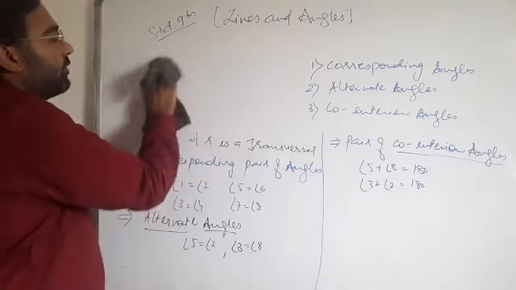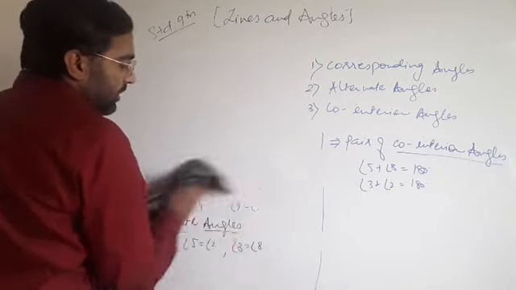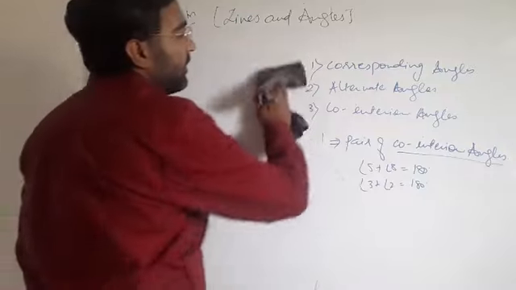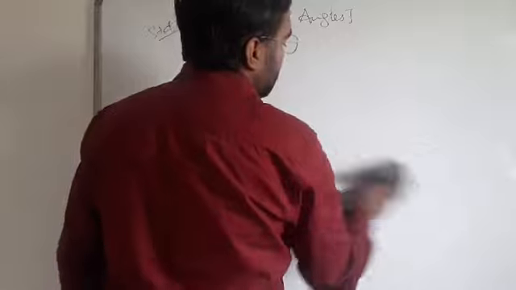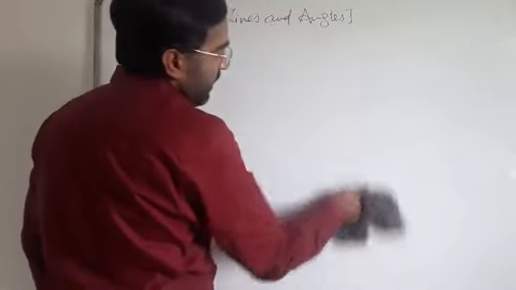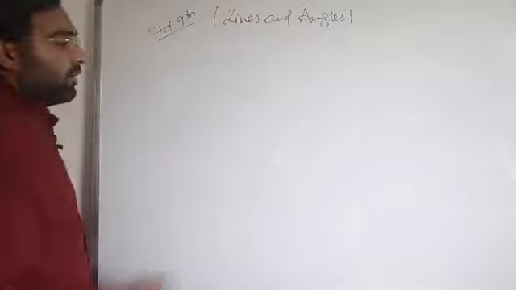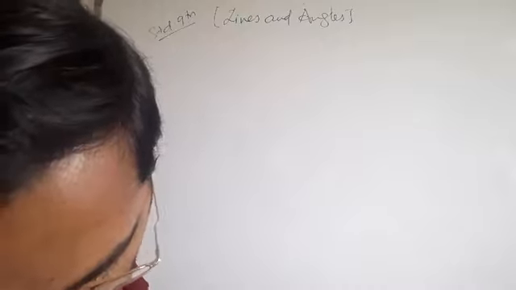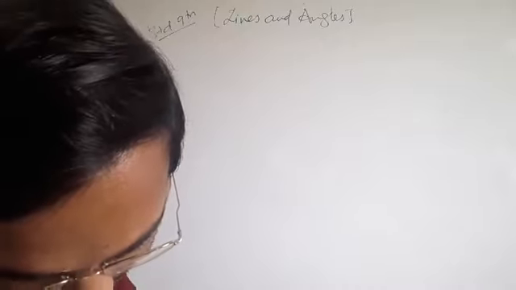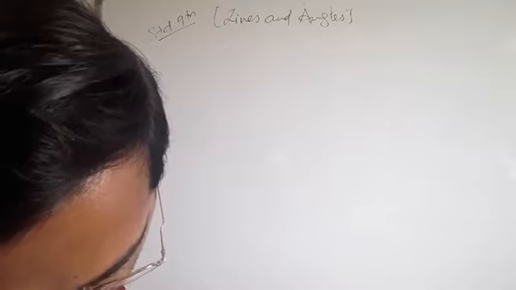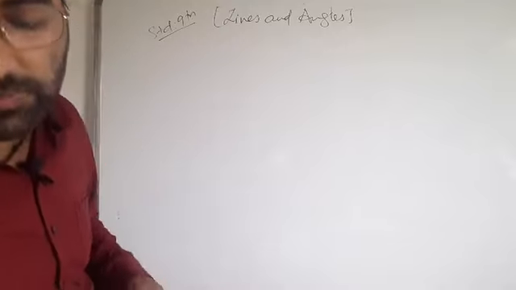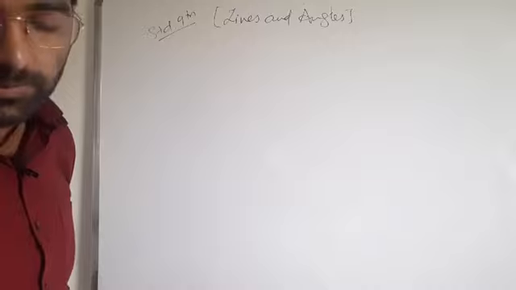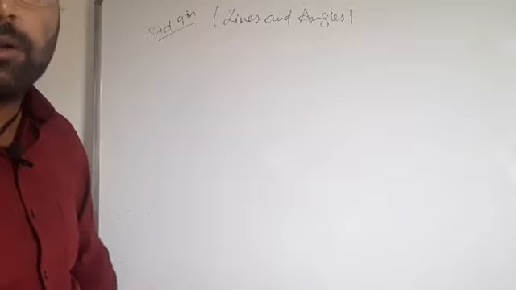In exercise 6.2, we can see that parallel lines and a transversal are always given. All kinds of these sums are with parallel lines and a transversal. One of them: in the given figure, find the values of x and y and then show that AB is parallel to CD.